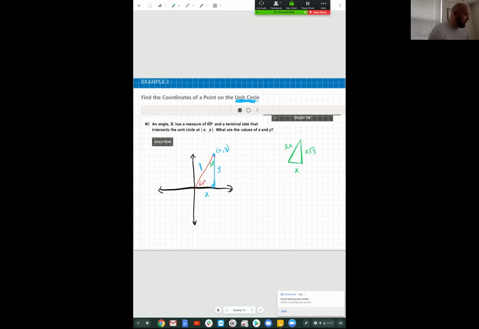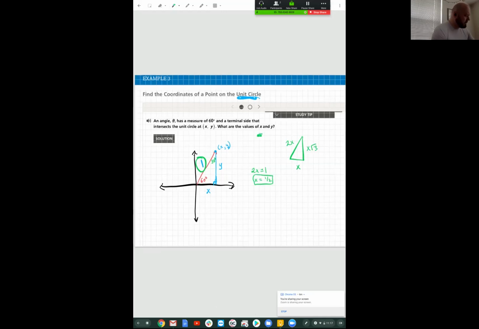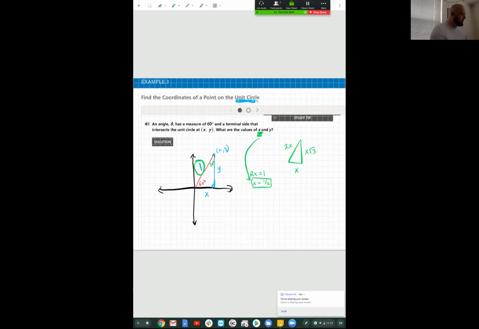So if I compare the green triangle to the red and blue triangle that's on my axes, I know the hypotenuse already. I know this side right here is 1. So I can set up a relationship and say that 2x is equal to 1. The hypotenuse has to be equal to the hypotenuse. And that lets me solve for x. If I divide both sides by 2, I get x is 1/2. So there's my first answer. What's the value of x? Well, it's 1/2. Now I want to find y.